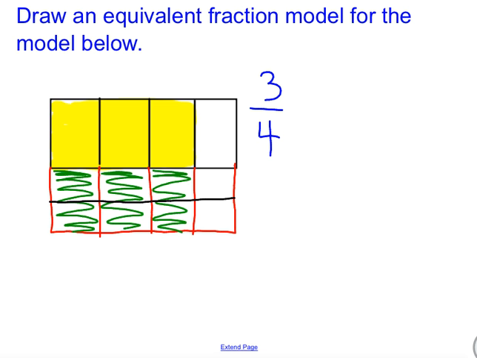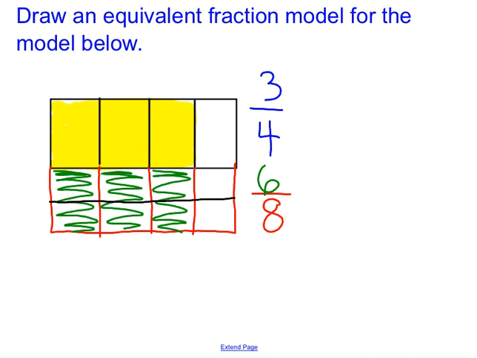So by doing that, I no longer have 4 equal parts. I have 1, 2, 3, 4, 5, 6, 7, 8. I have now 8 equal parts. And that's my denominator. And I go back and I look how many of those 8 are shaded. So I count 1, 2, 3, 4, 5, 6. So 6 is shaded green. Okay. So now I have 6/8.